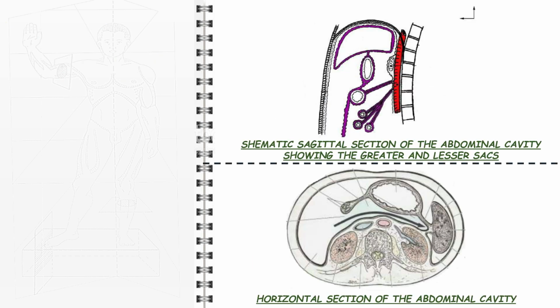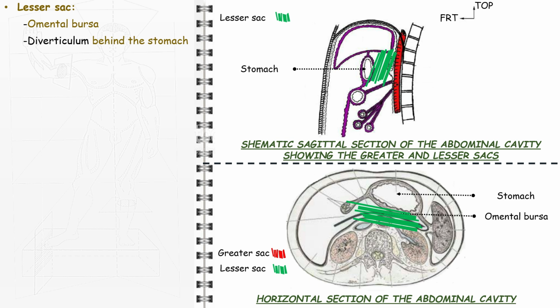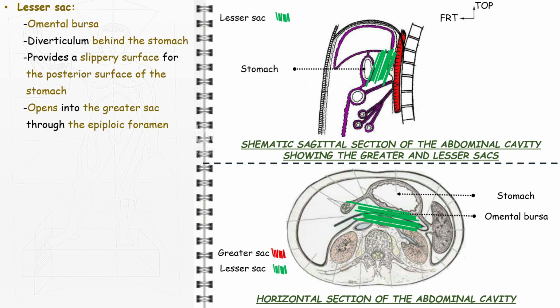Now, the lesser sac, properly called the omental bursa, is a diverticulum of the peritoneal cavity behind the stomach. It exists because of the way the liver, stomach and spleen change their positions and shapes during development, and its purpose is to provide a slippery surface for the necessary mobility of the posterior surface of the stomach. It opens into the greater sac through a slit-like aperture in front of the inferior vena cava, the epiploic foramen.